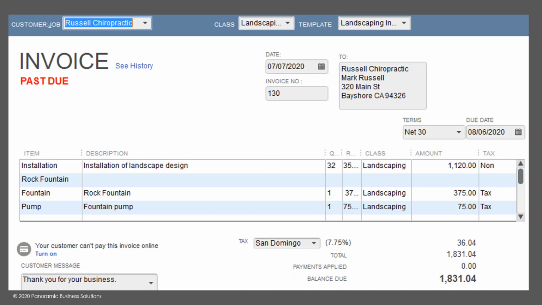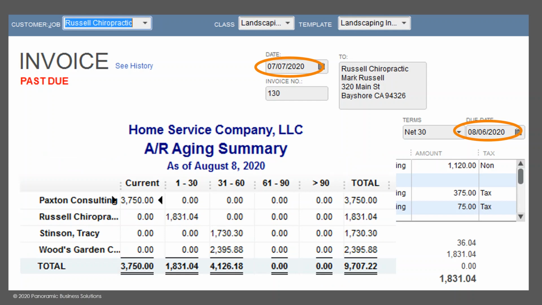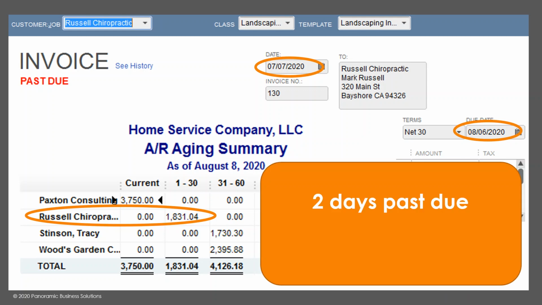Here's an example of what I'm talking about, the difference. With Russell Chiropractic, on July 7th, we finished up our service, generated the invoice. We told them they had 30 days to pay, and so they didn't owe us until August 6th. We ran our accounts receivable report on August 8th. The customer shows up in our 1 to 30 day column because the system is looking at the difference between the due date of August 6th and the date we ran this report, August 8th. The customer is past due 2 days, but keep in mind it's actually been 32 days since we provided that service.